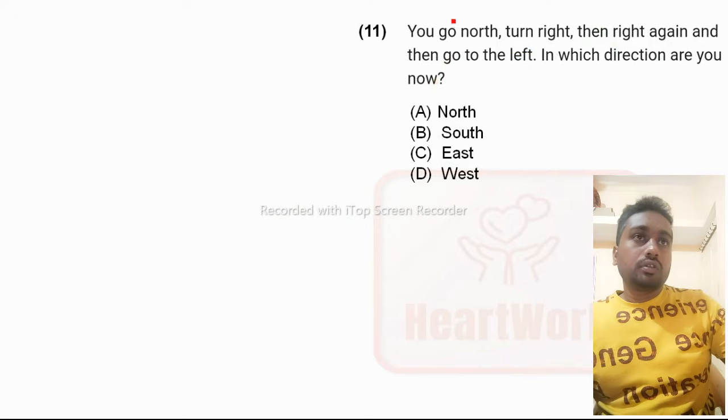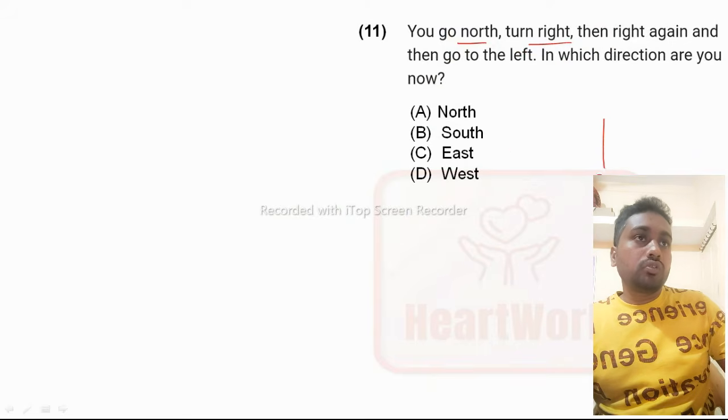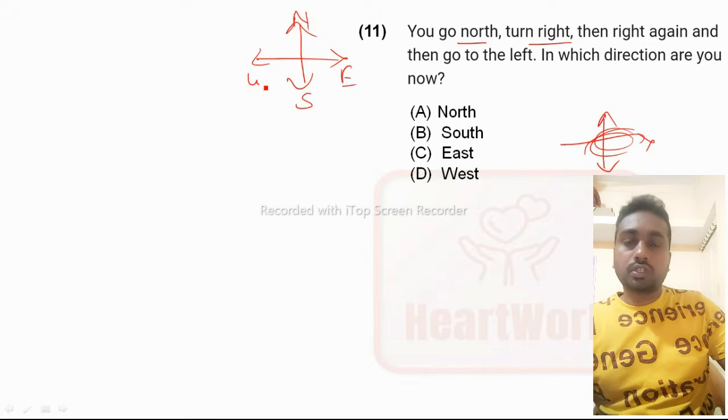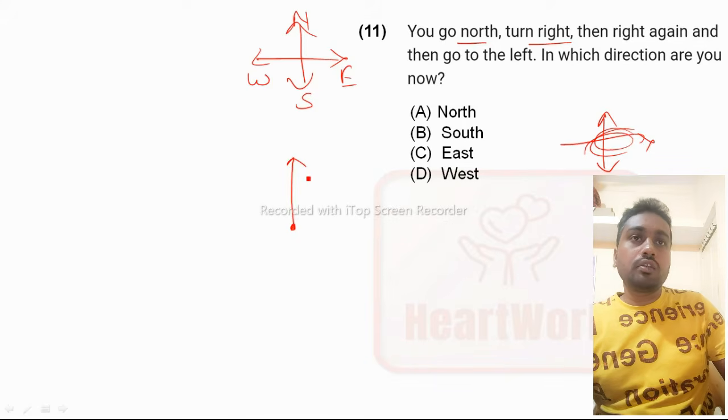Next, you go north, turn right. So this question comes from direction. First you need to make the directions. This is north, this is south, this is east, this is west. Like that you have to make the directions. After that you have to go according to the question. Suppose you are here, you go north. So you go to this side. Your left is this one, your right is this one.